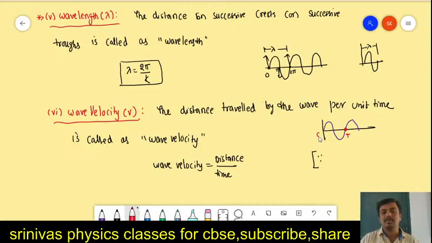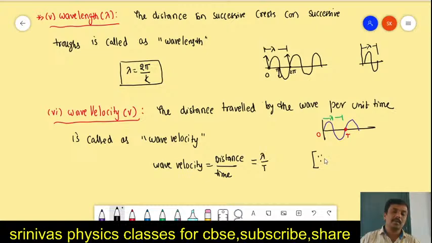up to here. This is 0 time. Up to this point, capital T time it will take. In this capital T time, how much distance is traveled? The wave traveled lambda distance, right? Distance traveled by the wave is lambda and time is capital T. Because for one wave, the distance is lambda and the time is capital T. Lambda by capital T we write.